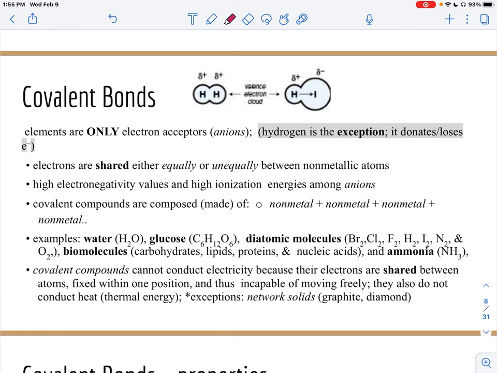So most of those are anions except for hydrogen. Covalent bonds: electrons are shared, and they will always be non-metals. Covalent compounds do not conduct electricity because their electrons are shared, so they do not move.